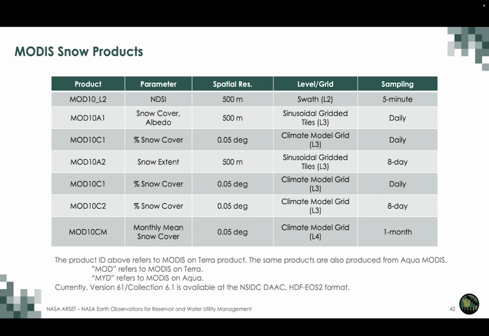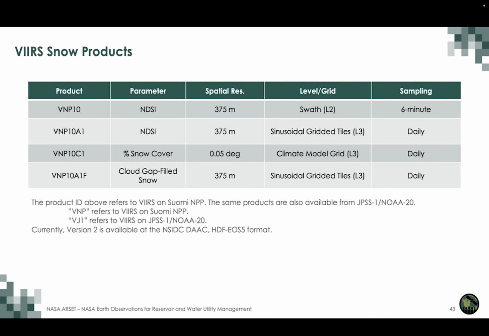When searching for the data, pay attention to the product ID prefix. Files starting with MOD are from the Terra satellite, while files starting with MYD are from the Aqua satellite. Both provide an identical suite of products. All of these files are currently available in version 6.1, or collection 6.1. You can access them directly from the National Snow and Ice Data Center in HDF file format, ready to be imported right into your basin management workflows.